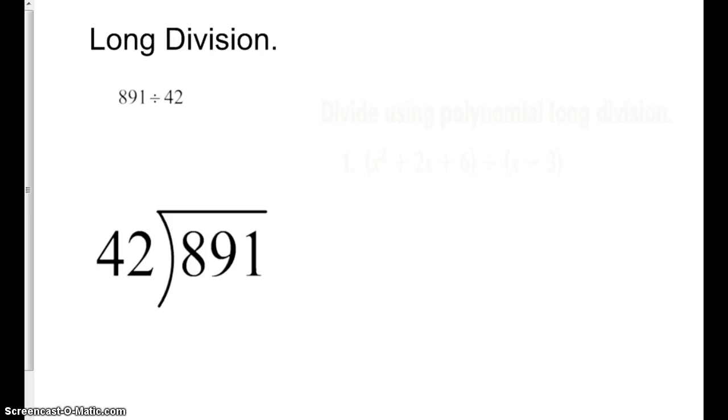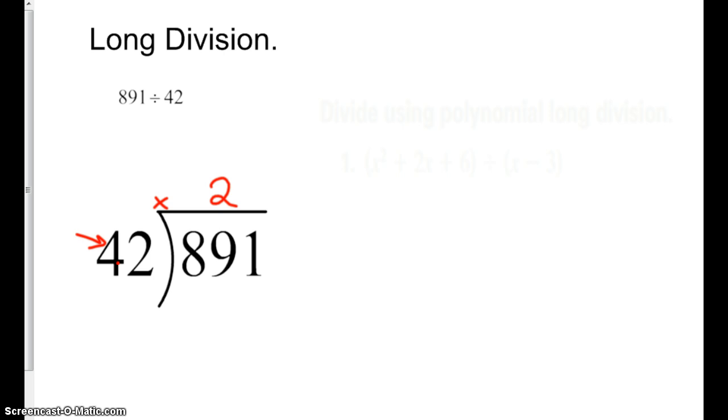Now this is how I do this. I focus on the first number outside the division box and the first number inside the division box. And I ask myself, what do I need to multiply this first number on the outside by to get this first number on the inside? Well, the answer to that would be a 2. So I say, well, put 2 over the 9 and multiply it.